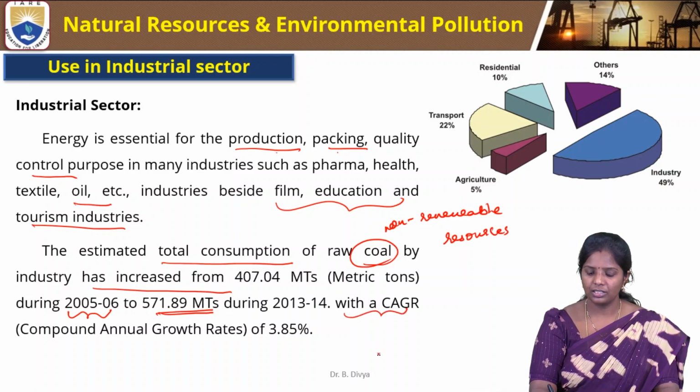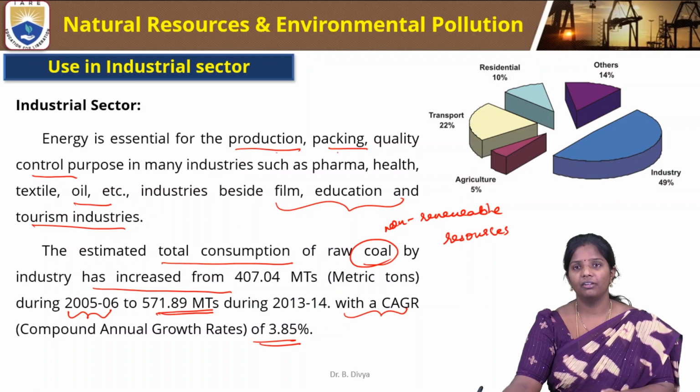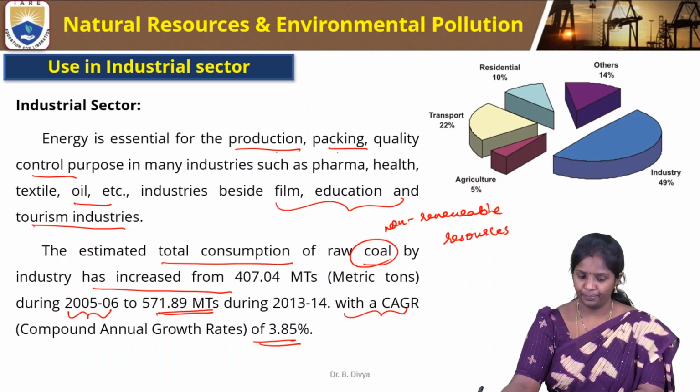These statistics are given by a compound annual growth rate of about 3.85%. This indicates that we have been increasing the consumption of coal from year to year. Annually it keeps on increasing.